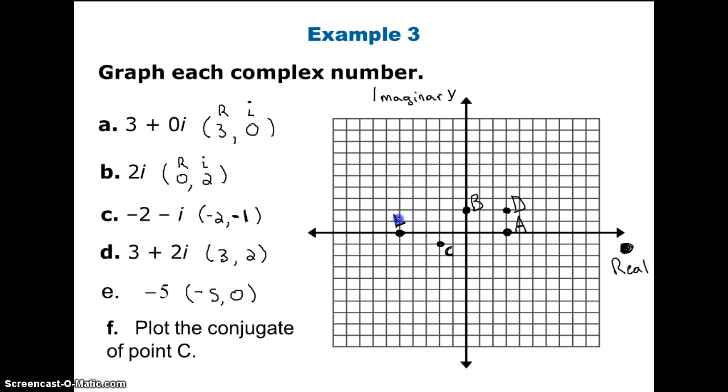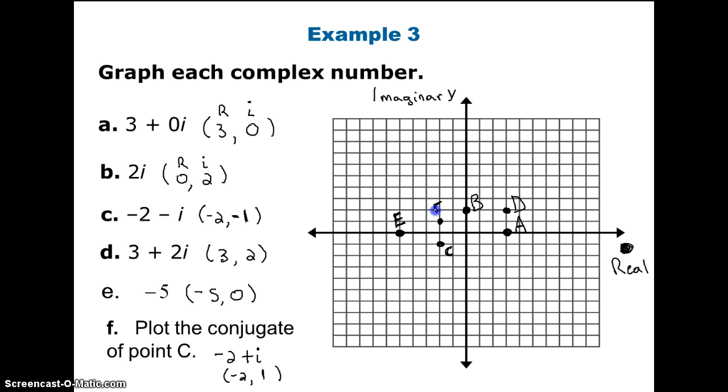There's point E. And the last one, it says plot the conjugate of point C. So let's look at the conjugate. Let's go back to point C. Point C is -2 minus i. So the conjugate, let's write that down first. The conjugate is -2 plus i. You change the sign of the i, keep the real number. And to plot this point, you take the real number, -2, and the imaginary number is +1. So you go 2 to the left, 1 up. So this is point F.